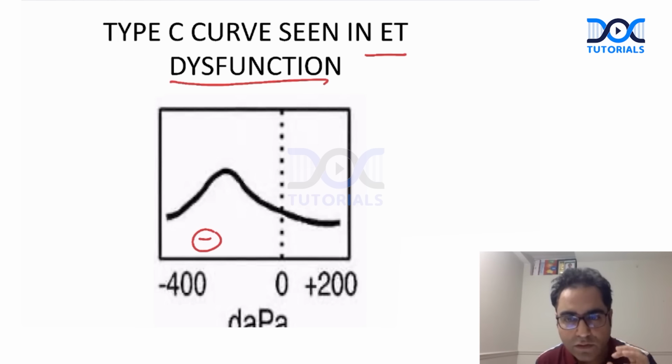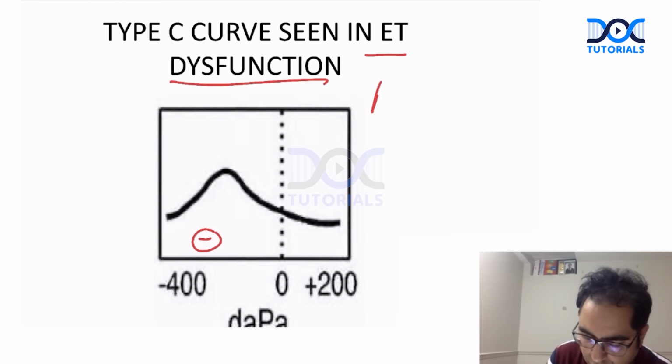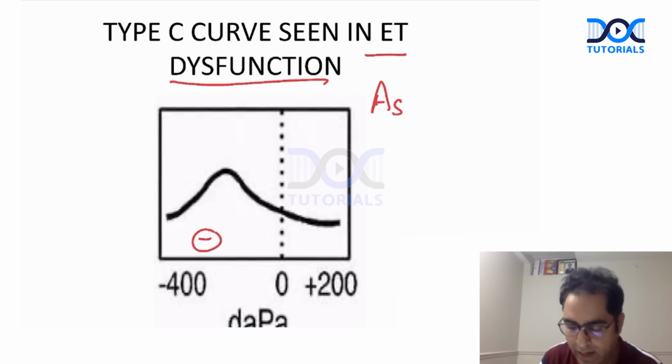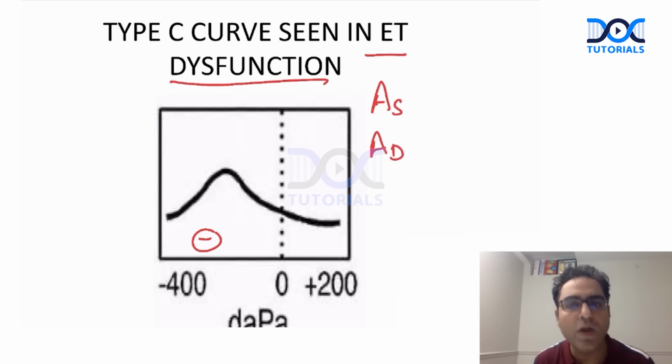And the last two more: the As curve is seen in otosclerosis, and the Ad curve is seen in ossicular dislocation. As curve, As for sclerosis. It's a low compliance curve actually, seen in otosclerosis, and the Ad curve is seen in ossicular dislocation.